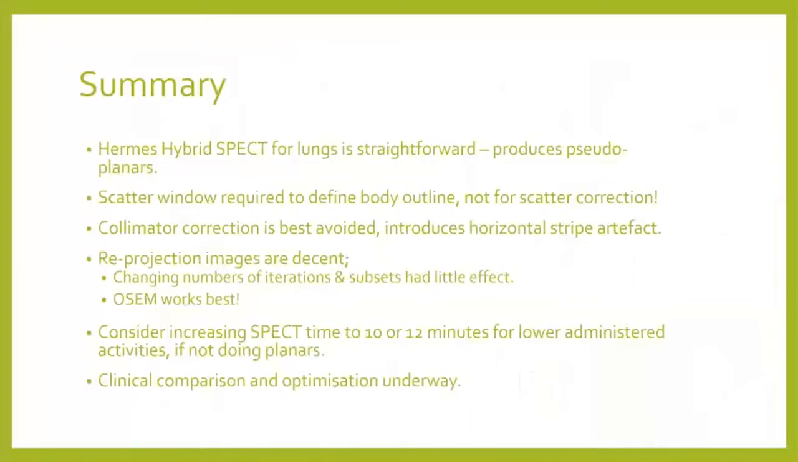Okay, so to summarise there, the Hermes hybrid SPECT for lungs is straightforward to get pseudoplanars out. The scatter window is required to define body outline, not for scatter correction. This is one of the differences between the Siemens system, where you need scatter windows for things, whereas Hermes don't like scatter windows, and it stops their system. So now we've had to add scatter windows back in again, having taken them out.